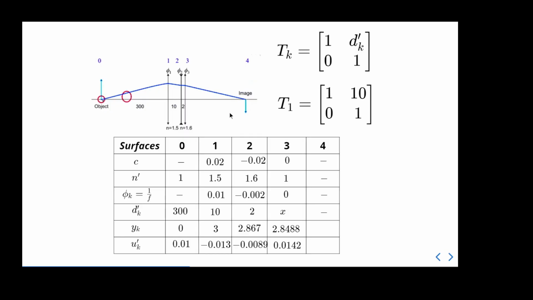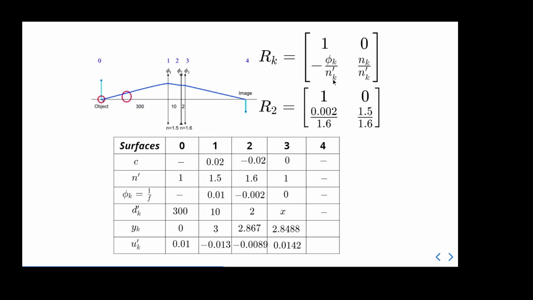Similarly for T1, all the T's are easy. For example, T0 is 300, T1 is 10, T2 is 200, and T3 will be x, which we need to find. Again for Rk, I will explain this once more. R2 is this surface, and the refractive index after the surface is 1.6, so we write 1.6, and before the surface is 1.5, so we write 1.5, and the power of the surface is minus 0.02. So we have minus of minus, so plus 0.002, and this is R2.